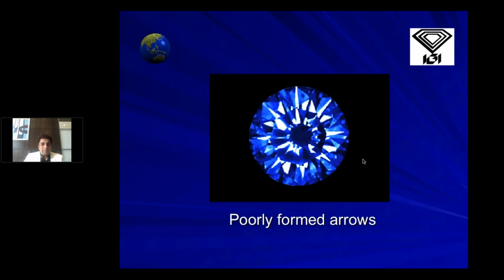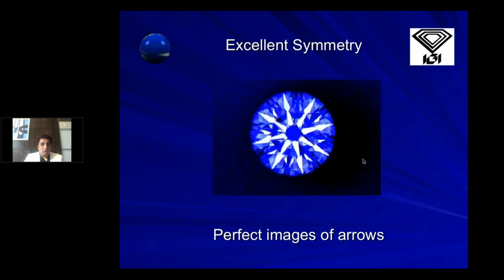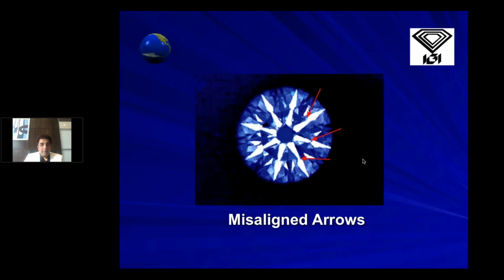Again, just like we had problems with hearts, we can have problems with arrows. The problems that we see are poorly formed arrows. You look at this stone, and you can't really see arrows in there. You see some effect showing, but not the perfect arrows that we saw in this particular image. They are missing here, right? Again, misaligned arrows.